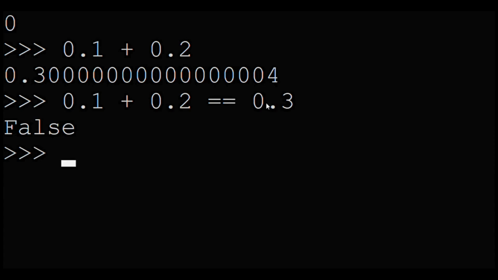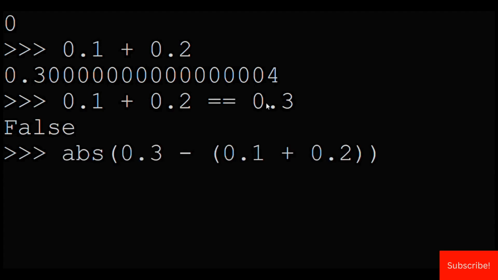The correct way to check something like this would be checking that the absolute value of subtracting 0.3 from the result that you get is less than 1,000th. Practically, you're checking that the distance between the two numbers is so negligible that for all intents and purposes, they're equal.